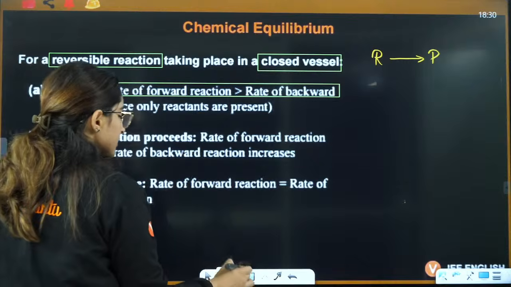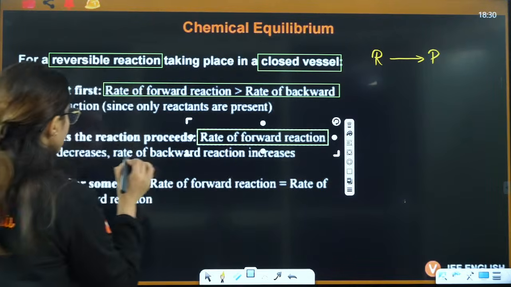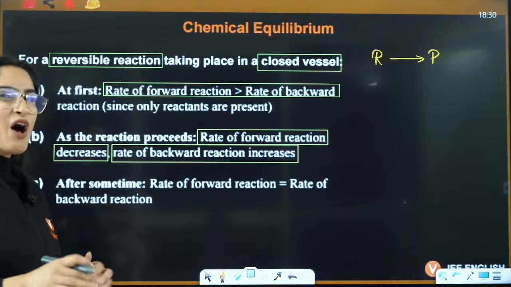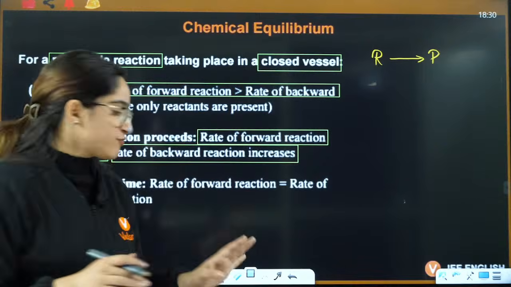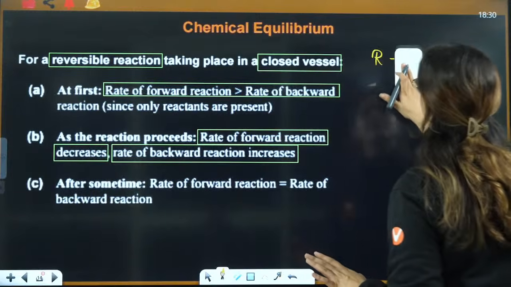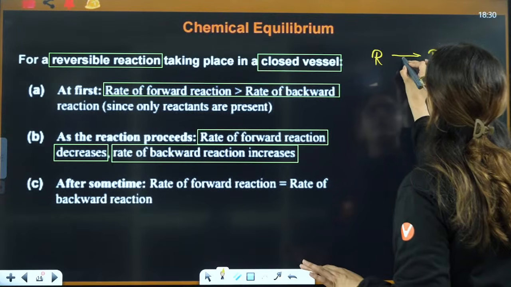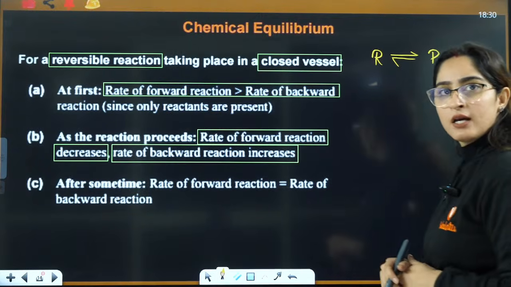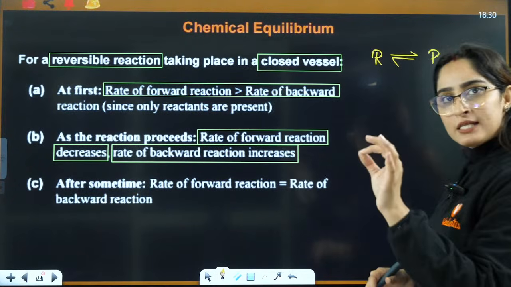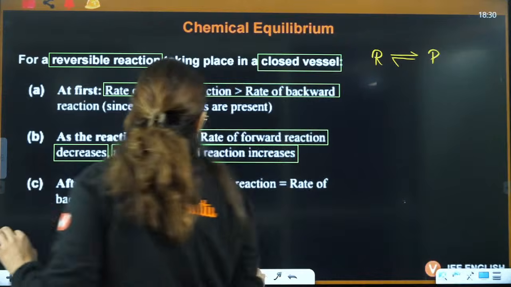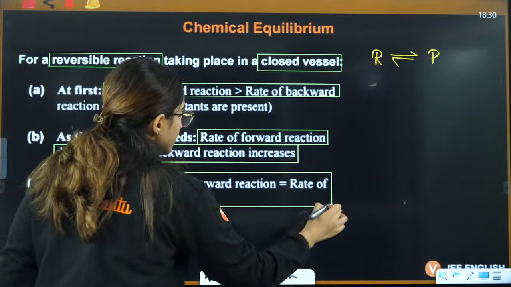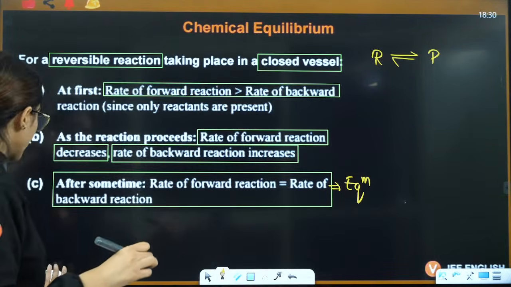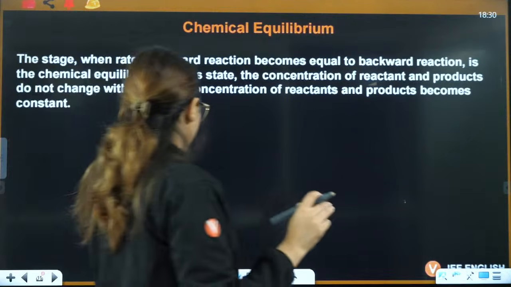Now the rate of forward reaction decreases and the rate of backward reaction will increase. When some amount of product is formed, instead of only one direction, it will also move in the backward direction. So forward and backward both will be there. And there will be a point at equilibrium where the rate of forward and backward reaction will be the same, and that is the point of equilibrium, and that is called chemical equilibrium, right?